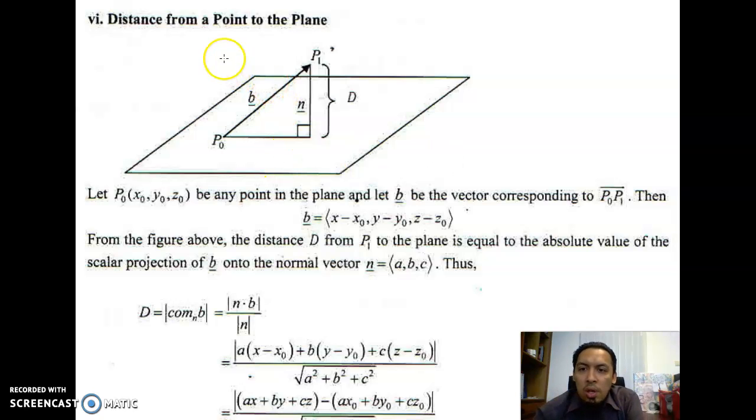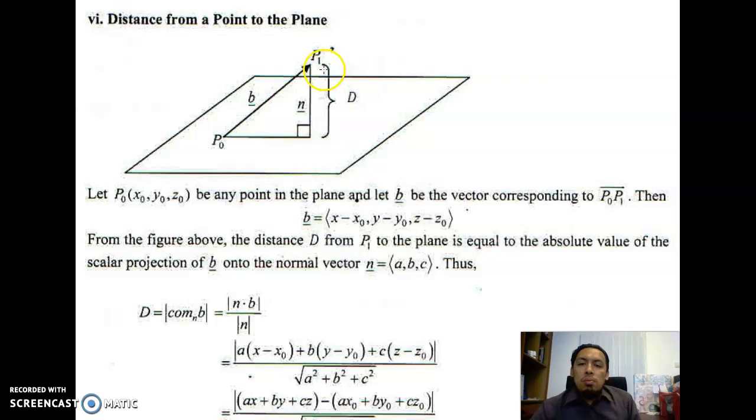In this video we're going to talk about the last part of application in dot and cross product, which is distance from a point to a plane. Basically, we want to find the distance of any point that is above a plane. So we have a plane here and, let's say, point P1, and we want to find the distance, meaning we need to measure this line represented by capital D.